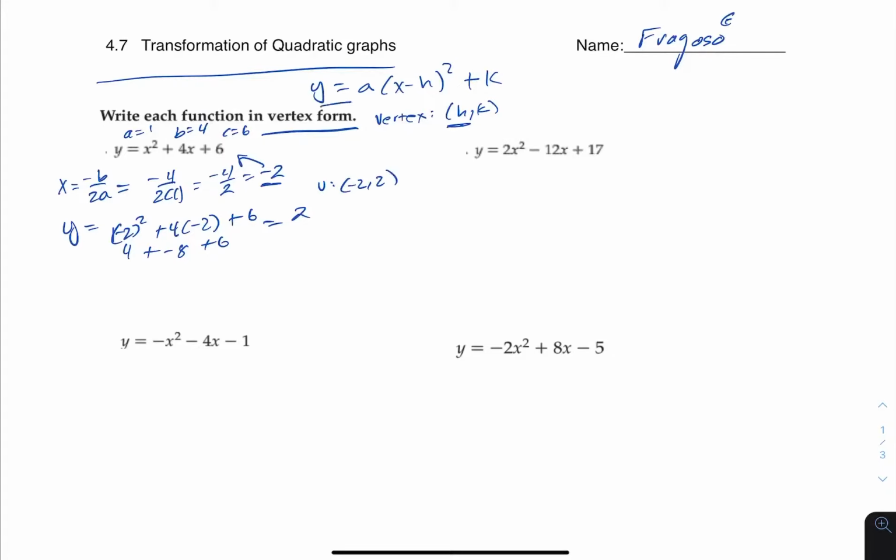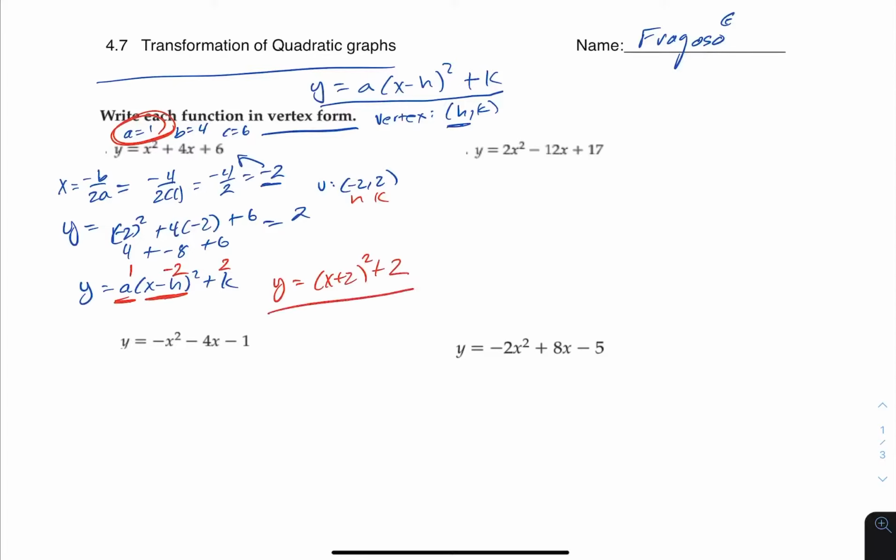So if I want to put it into this type of equation, let's write it right here. Now that I have all the information, all I have to do is this. My vertex is (negative 2, 2), that's h and k, so that goes here and that goes here. My a is the exact same a we have up there, 1. So there's my equation: y equals 1, which I don't need to write, (x plus 2), because of the double negative, squared plus 2. And there we go. Now let's do the same thing for this one here.